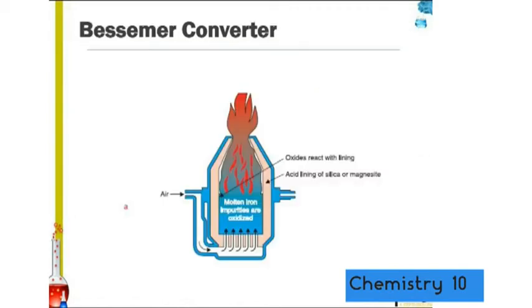This is the overall schematic of the Bessemer Converter. The method by which impurities are removed is through an oxidation reaction and then a further reaction of these oxides with the acid lining within the converter.